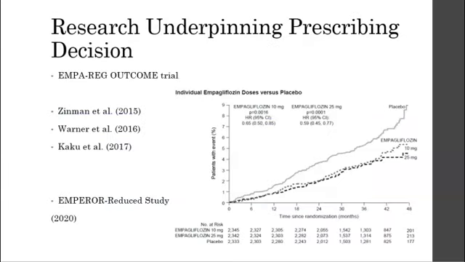The EMPA-REG OUTCOME trial was a randomised double-blind trial of 7,020 patients over 42 countries, randomly assigned empagliflozin 10 mg, 25 mg or a placebo, monitored over 3 years. The EMPA-REG OUTCOME trial showed that empagliflozin is superior to placebo in improving glycemic control and reducing cardiovascular events, including mortality, of patients with type 2 diabetes and established cardiovascular disease.